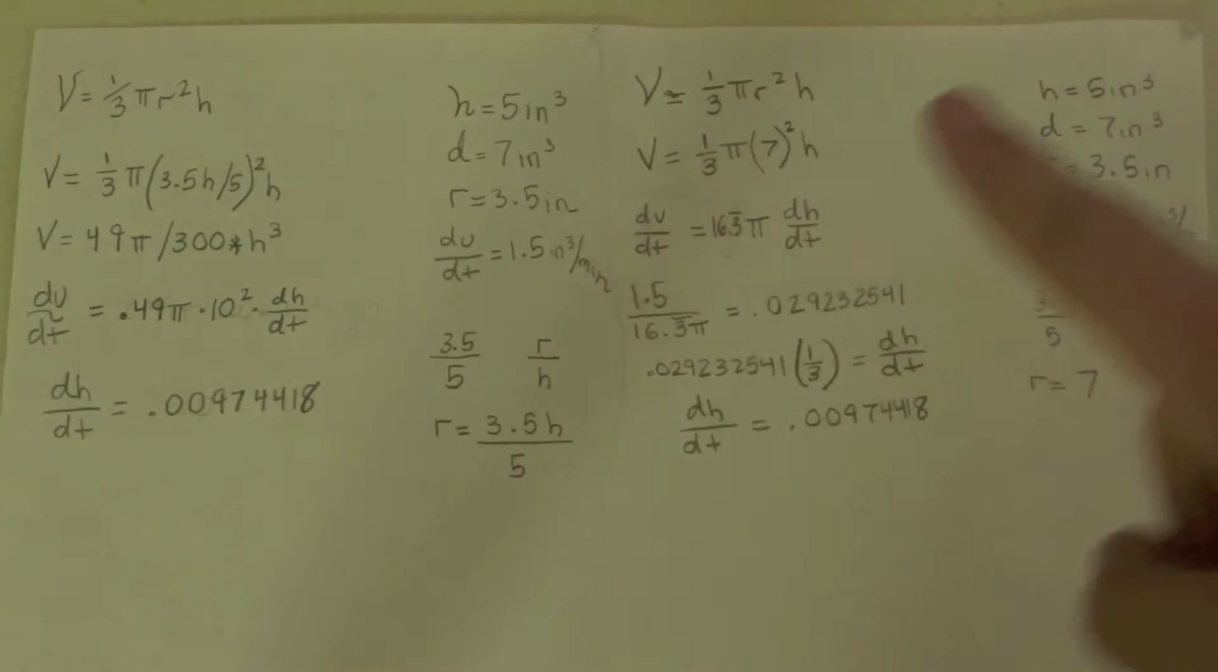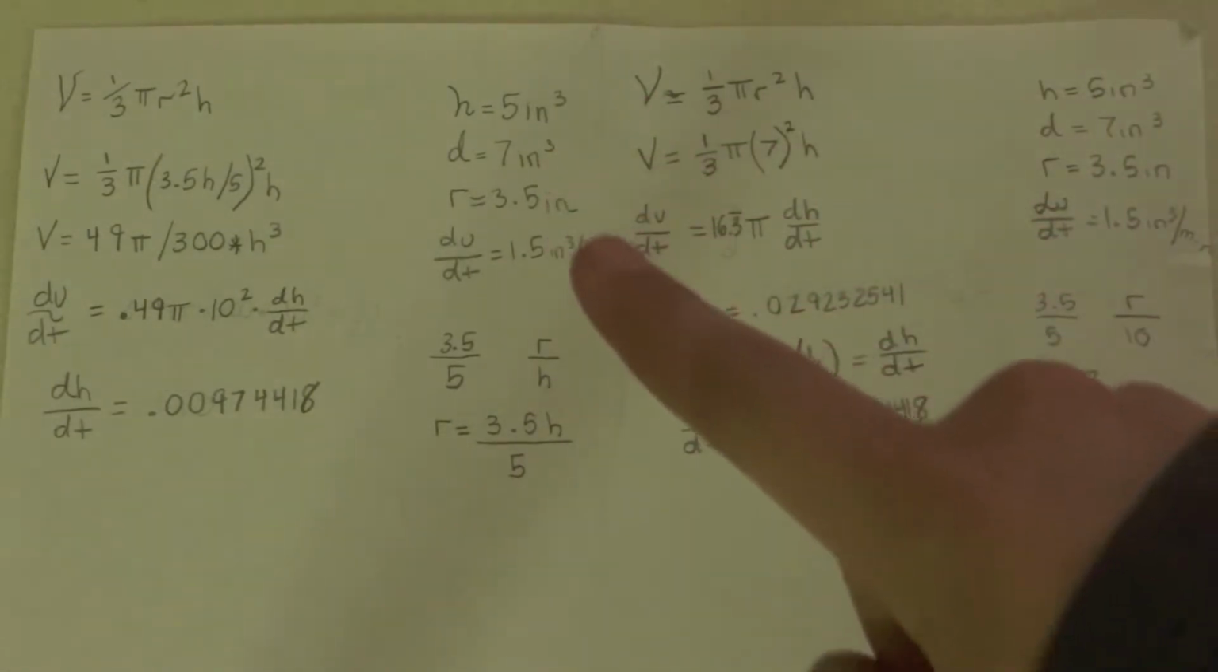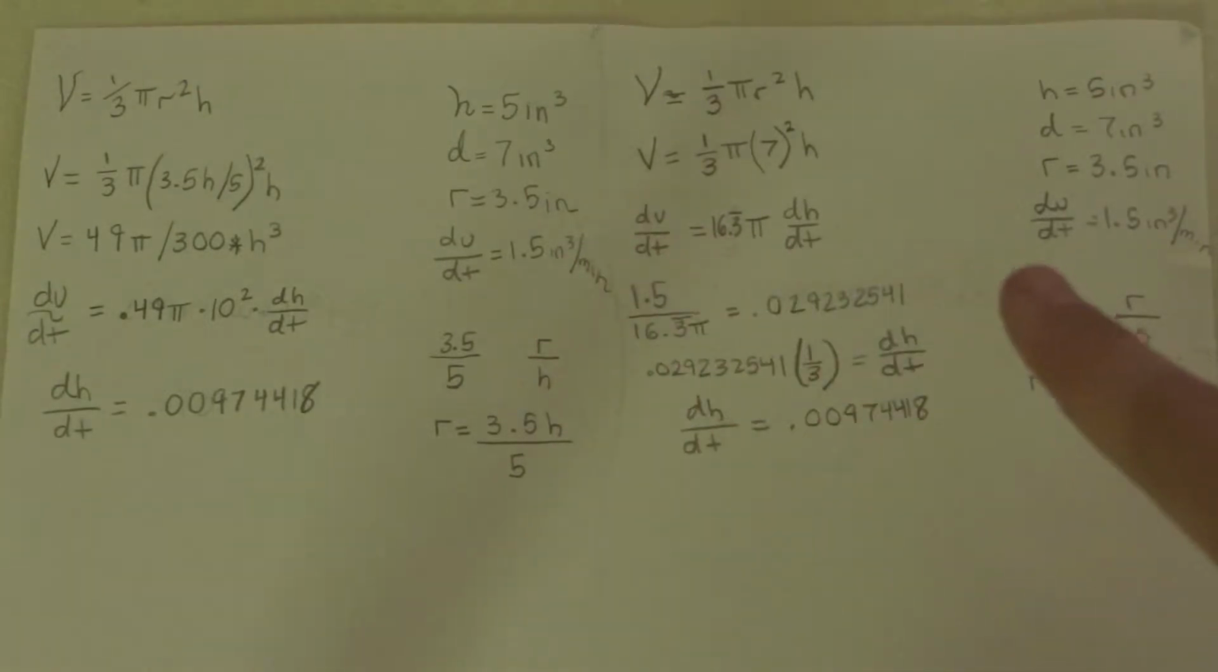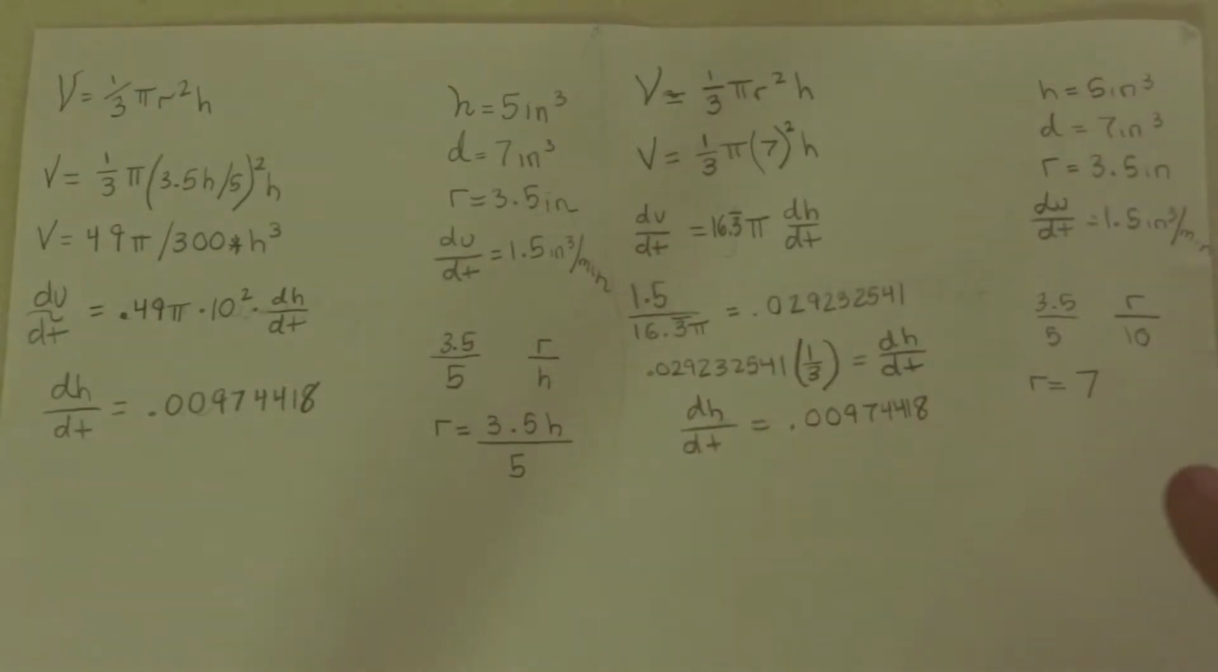Over here, as you can see on both, is the volume equation for a cone. And then over here, it's the same on both sides for the height, the diameter, radius, dV/dt, which is the change of volume over time, because that was given in the problem. The only difference is the proportion on both of these sides.